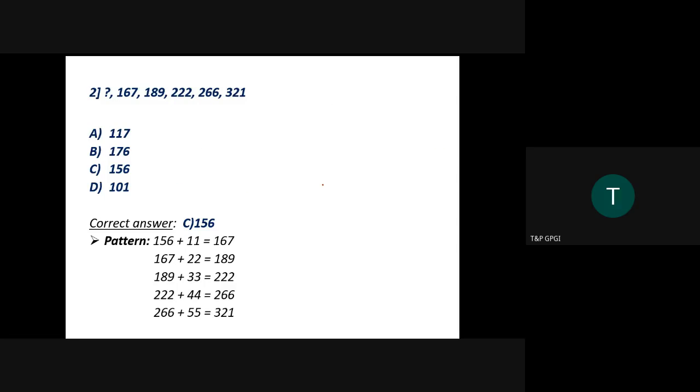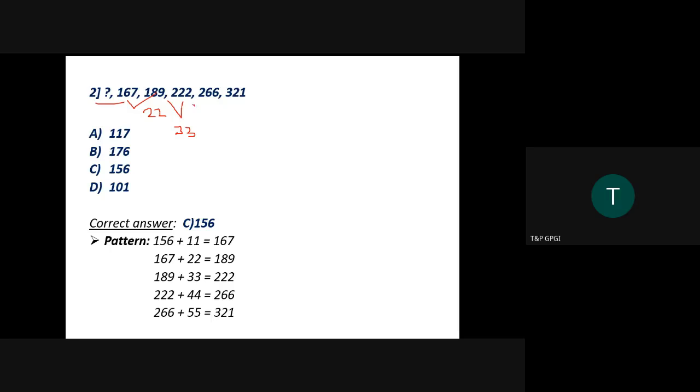Okay, next. Now the question is: the first place itself has a blank. 167, 189, 222, 266, 321. Now see, what pattern will the first follow? Like I have written here 156 plus 11, but how come this came? 189 minus 167, we have to check, so I will get 22. Okay, then 222 minus 189 will give me 33.